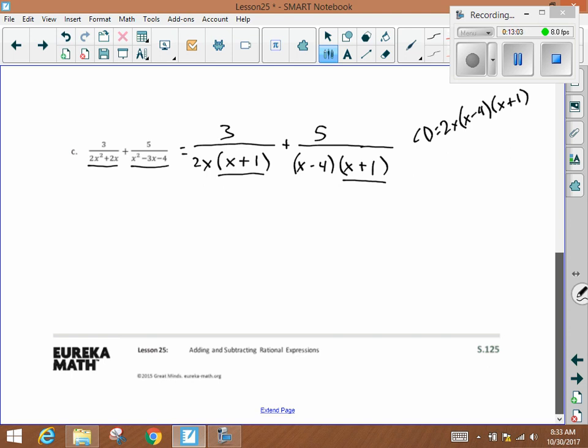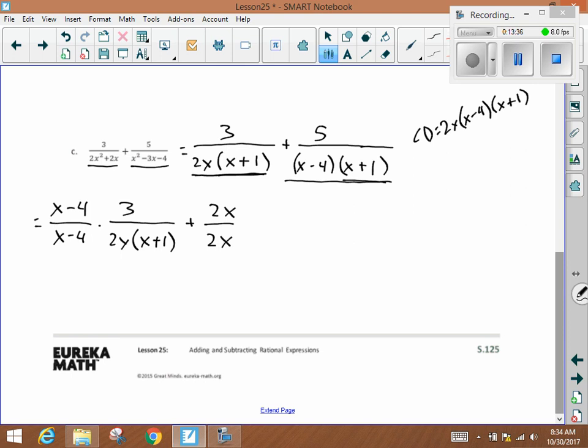All right. So this particular denominator right here is missing just the x minus 4, right? So that means that I am just going to multiply by x minus 4 over x minus 4. This one here is only missing the 2x. So that means that I'm just going to be multiplying by 2x over 2x. And the thing is just so much easier that way. Rewrite that denominator, and there we go.